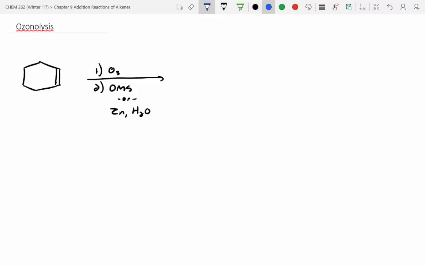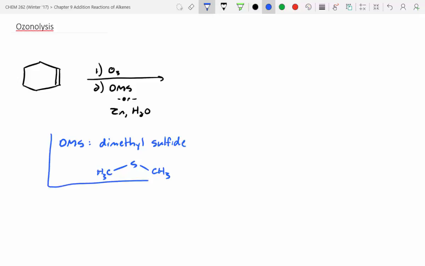So let's make a little note of what DMS is. DMS is dimethyl sulfide. This stuff reeks, and essentially it's just sulfur in between two methyl groups. But it's really nice at doing simple reductions. So DMS is a somewhat common reagent that you might see in your textbook. Zinc and water obviously doesn't stink very much, so most chemists prefer to use it. I like to think of ozonolysis as a molecular scissor for double bonds.